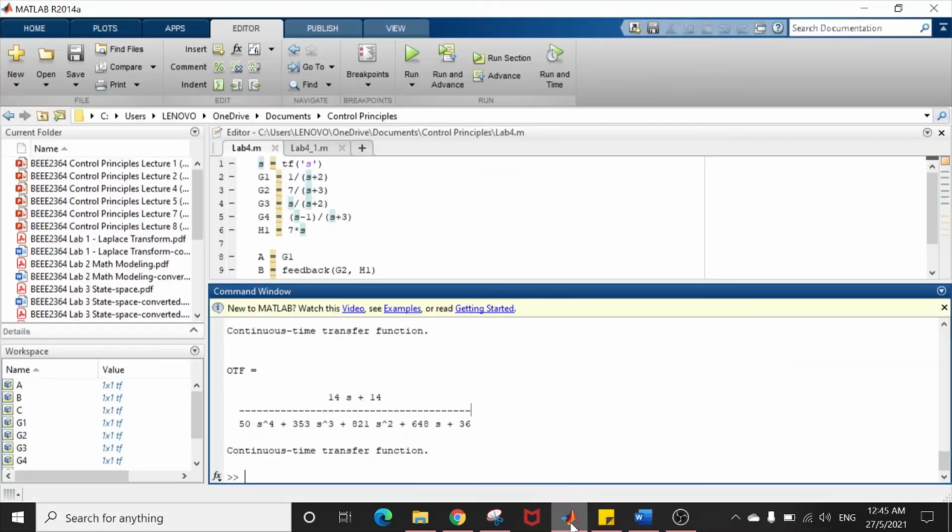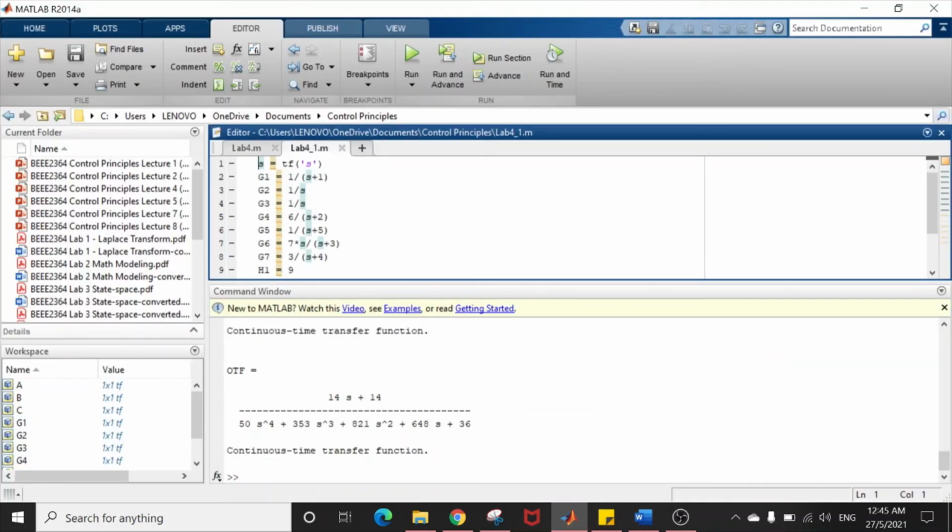And this is the result for the last part on MATLAB, which is getting the same result as the manual calculation.